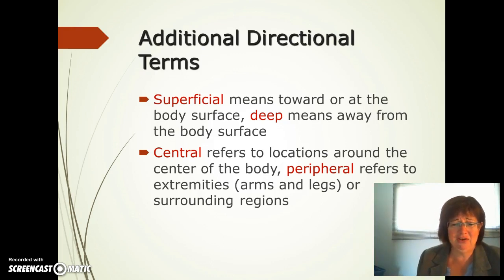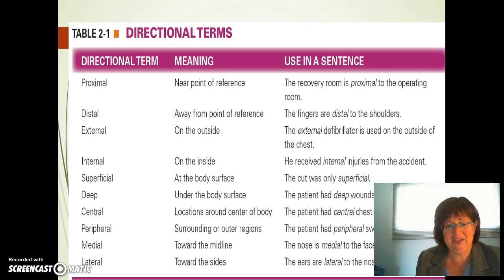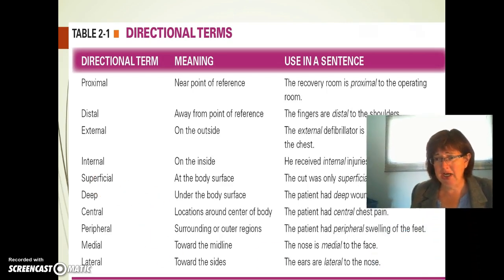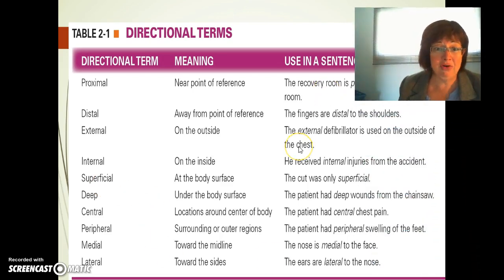Then you have central, which is in the main part, and peripheral, which has to do with your limbs. Here is a summary to give you all the definitions. These ones I want you to know because they'll be used a lot.